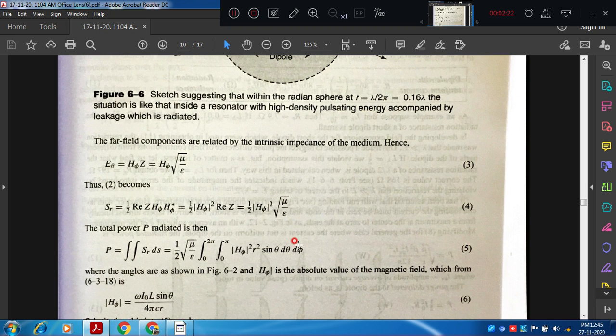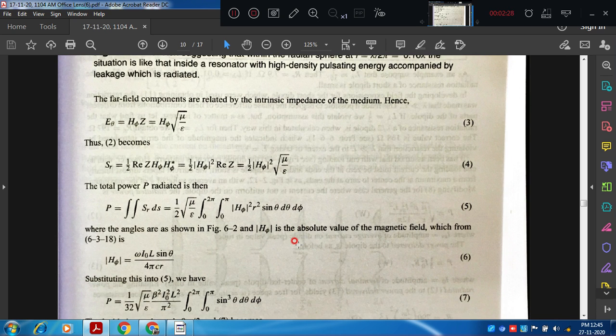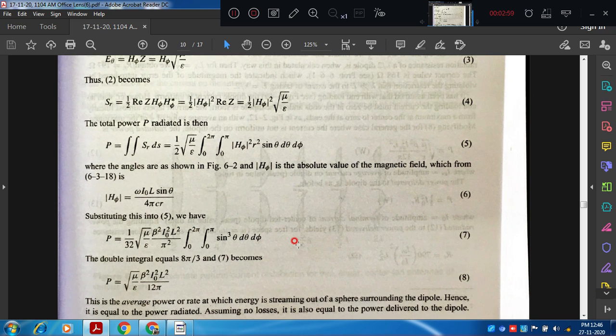The total power P radiated is given as P is equal to the double integral of S_r dS, where dS is the differential surface. This is equal to half square root of mu by epsilon times the integral from 0 to 2 pi and 0 to pi of H phi squared r squared sin theta d theta d phi, where the angles are as shown in the diagram. H phi is the absolute value of the magnetic field, which is given as H phi equal to omega I naught L sin theta, whole divided by 4 pi C r.